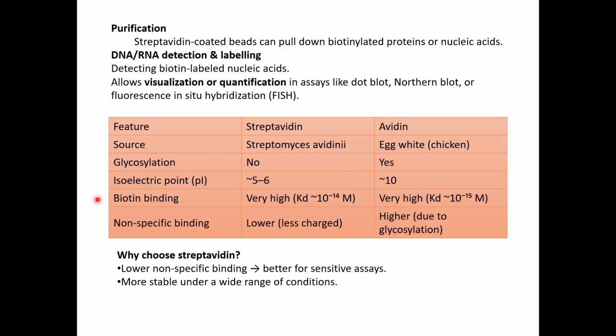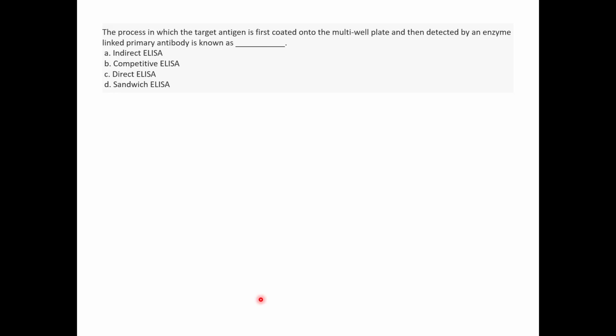So this is a table of the source, glycosylation, isoelectric point, biotin binding affinity, non-specific binding, etc., between streptavidin and avidin, and how streptavidin is better than avidin. Why choose streptavidin? Because of low non-specific binding, it is better for sensitive assays and more stable under a wide range of conditions. So this was about streptavidin.